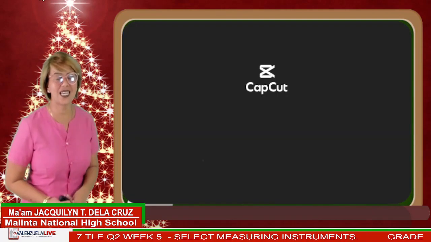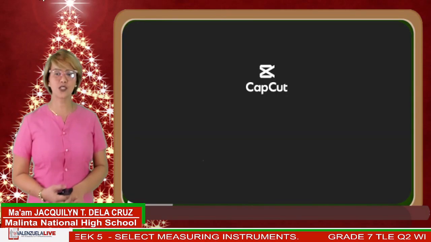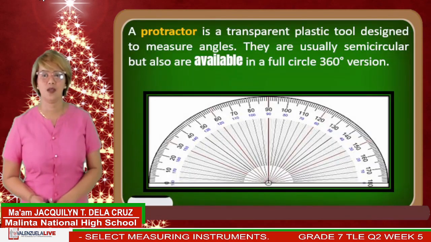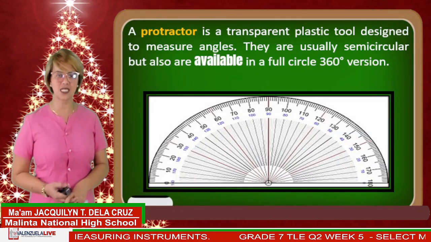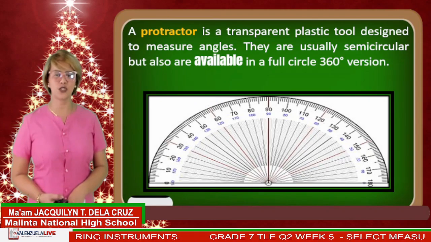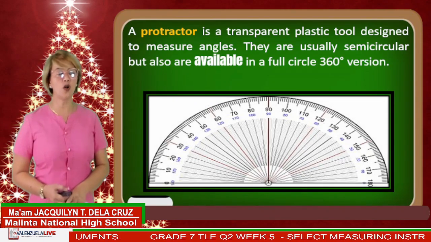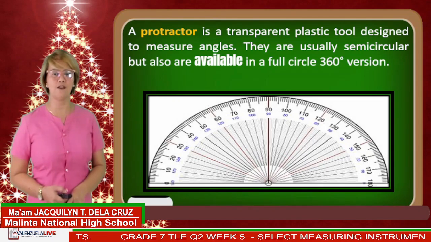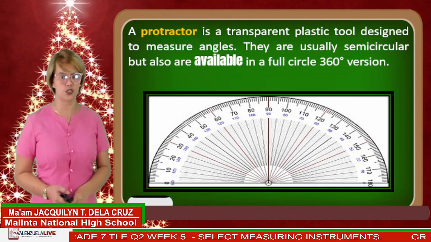I hope you guys enjoy and learn at the same time from that video. Next tool is protractor. A protractor is a transparent plastic tool designed to measure angles. They are usually semicircular but also are available in a full circle 360-degree version.